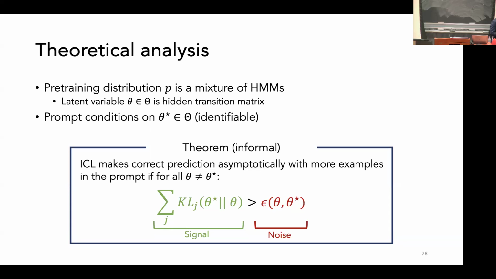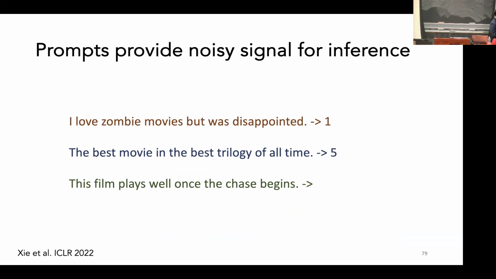The signal here is measured by a KL divergence in the output distributions of the model conditioned on the prompt and either theta star or theta. And what this means is if conditioning on the prompt allows the model to distinguish better between the two latent variables, then there's a good signal in this prompt. On the other hand, the noise term comes from the distribution mismatch between pre-training and prompting. And to get a more intuitive understanding, it's saying that prompts provide some kind of noisy signal for Bayesian inference.